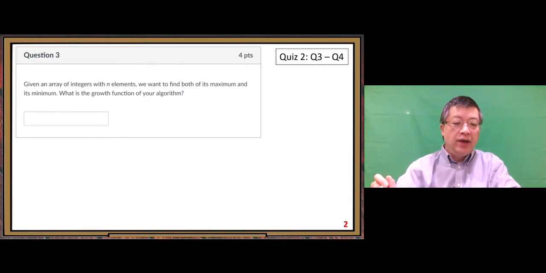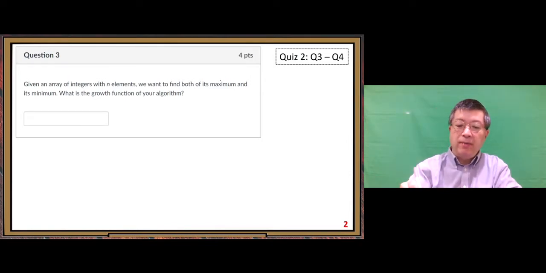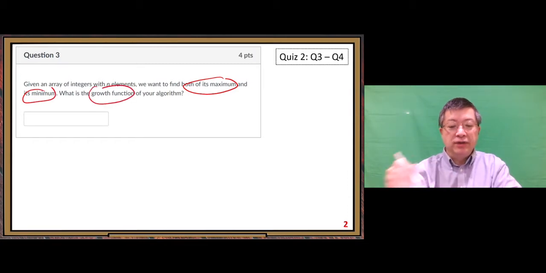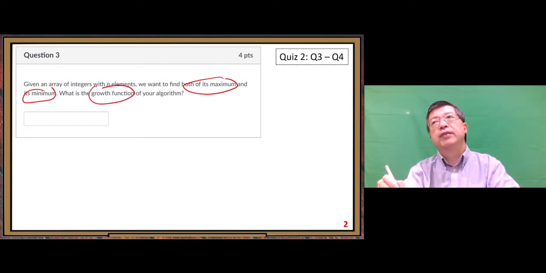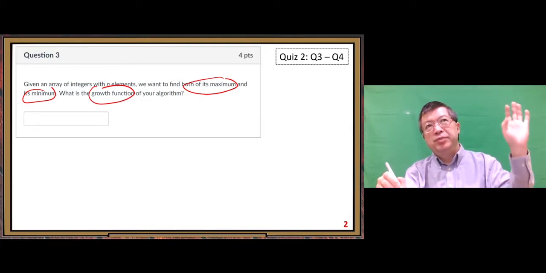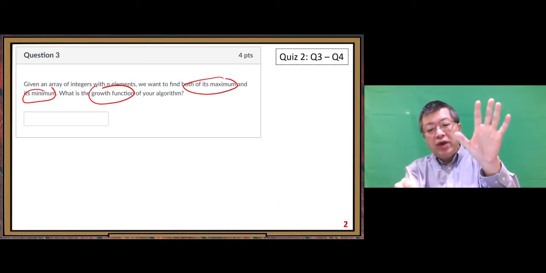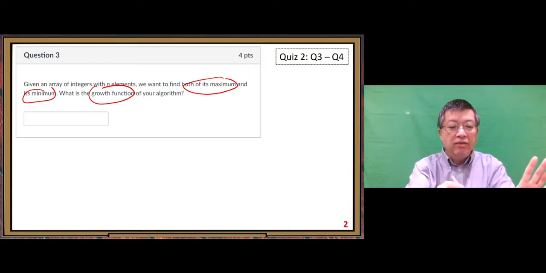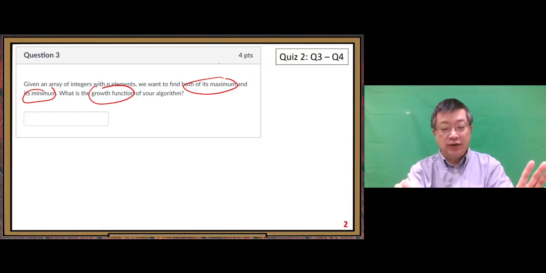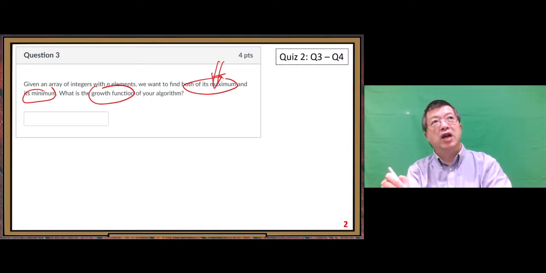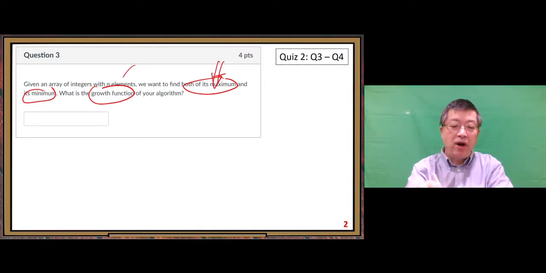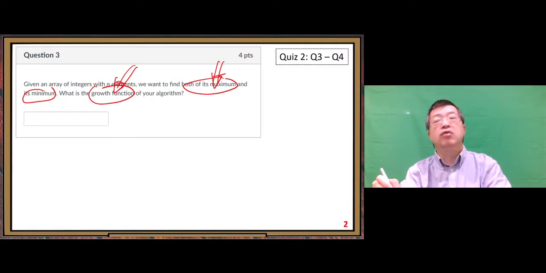All right. Question number 3. Given an array of integers with n elements, we want to find both the maximum and the minimum. What is the growth function of the algorithm? So this question, based on my experience before, many students miss this. When I gave the question before, I didn't give both maximum and minimum. I only gave one, the maximum. Still, a large number of students miss that. The missing part is the meaning of the growth function.